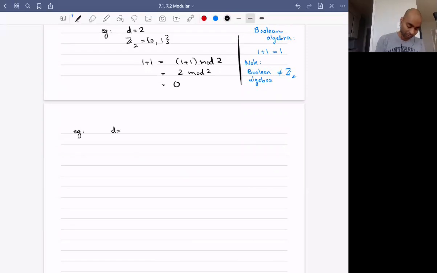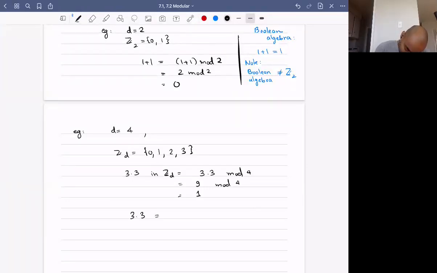So let's just do quick one more example. So if I take d is equal to 4, then I'll get ZD is 0, 1, 2, 3. And then if I try to do 3 times 3 in ZD, that is 3 times 3 mod 4. That is 9 mod 4. And when you try to divide 9 by 4, you get the remainder 1. 3 times 3 is 1 mod 4. And in fact, this means that 3 inverse is 3 mod 4. So in the world of remainders modulo 4, 3 is its own inverse.